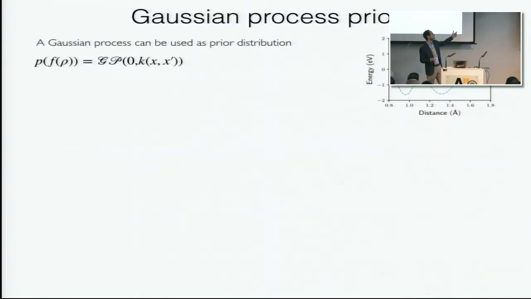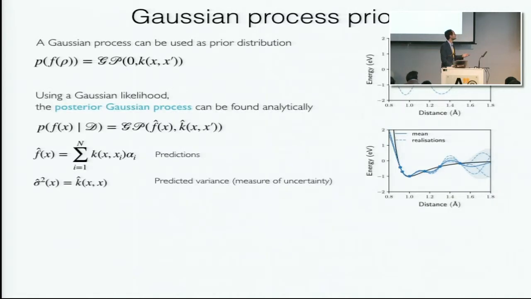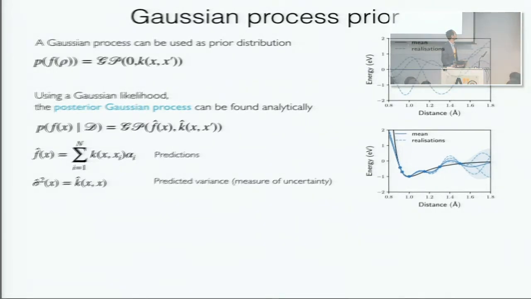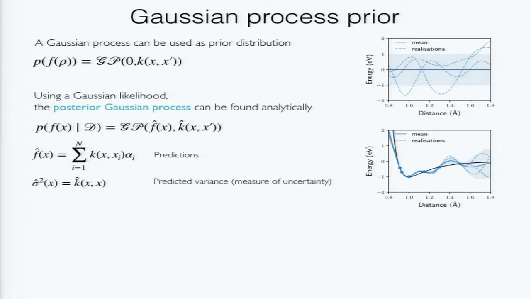So that's a GP. And k represents really the correlation between your function at two different inputs, x and x prime. Then if you use a likelihood that's also Gaussian, you can, in closed form, solve Bayes' theorem and calculate the posterior. And this posterior, the probability of every function given the data, is again a Gaussian process, and the mean function can be written in closed form. And what's really interesting is that you can also write the variance, a measure of uncertainty of your prediction, in closed form.